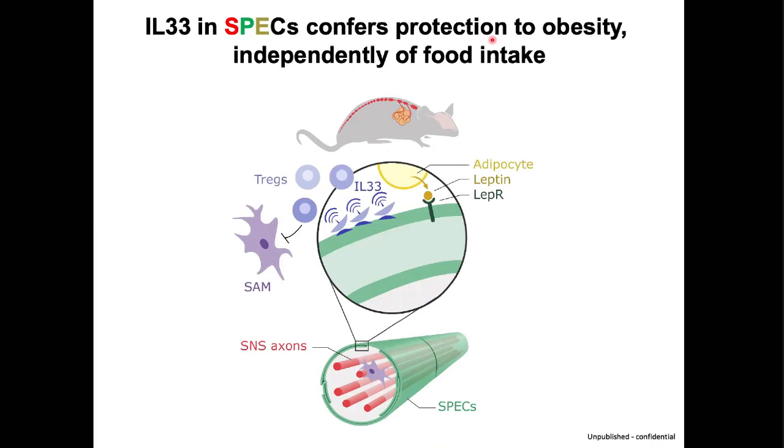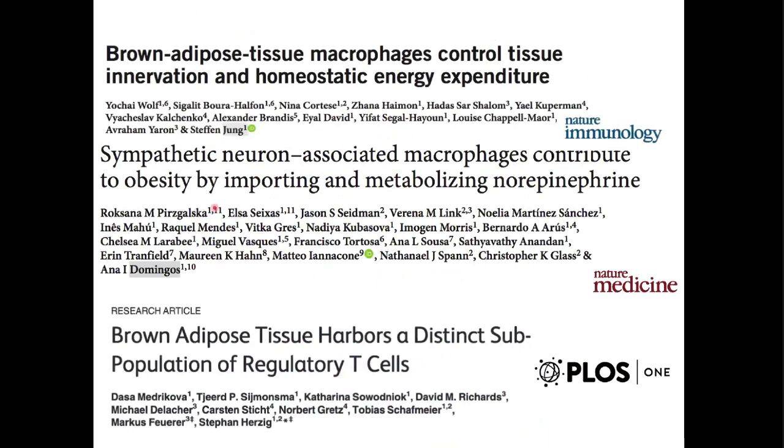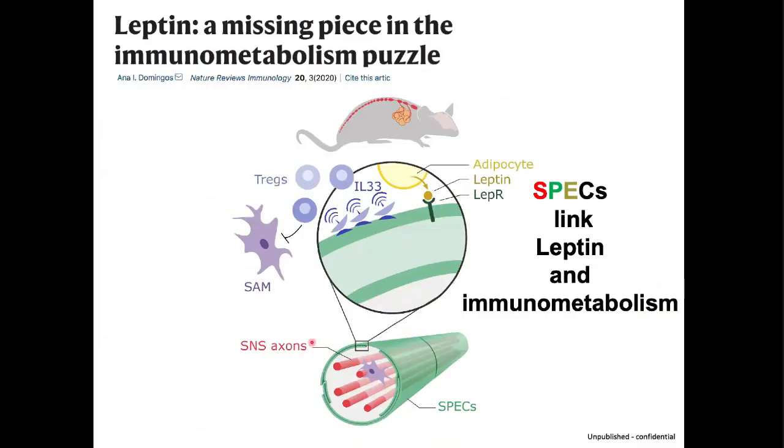And this refers to the literature that has already identified neuroimmune interactions with the Tregs and macrophages in the brown adipose tissue. And we think that finally the missing piece in the immunometabolism puzzle that links leptin to immunometabolism are the SPECs, which seem to be connecting these two different fields, the leptin field and the immunometabolism field.